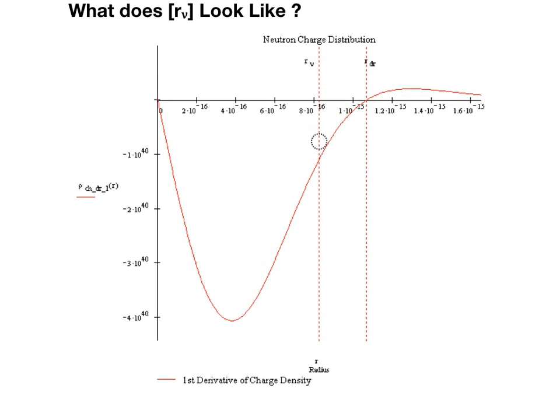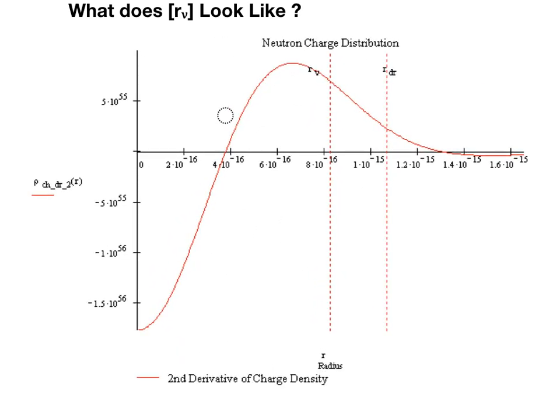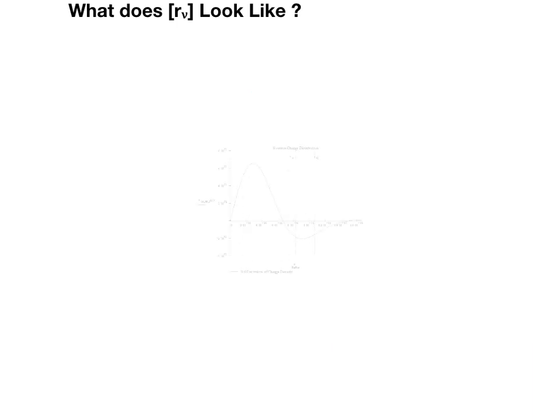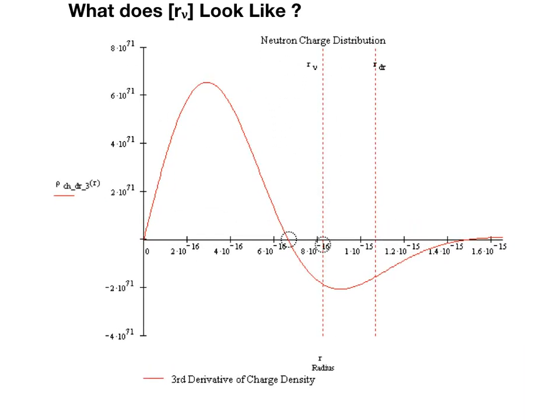Similarly, here is a higher resolution view of the first derivative of charge density, with points of significance circled. The second derivative of charge density is a little more interesting, with an additional couple of points of significance. Lastly, with a third derivative of charge density, we have more closely inspected the family of curves presented on the initial slide. Next, we're going to investigate the electric and magnetic radii associated with the proton and neutron.